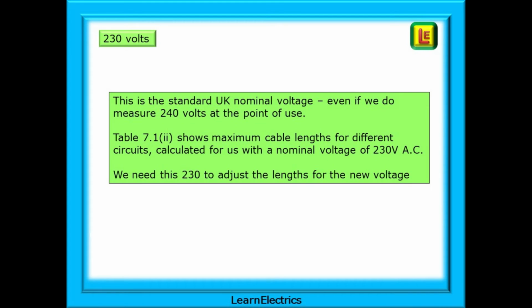This is the standard UK nominal voltage, even if we do measure 240 volts at the point of use. Table 7.1 number 2 shows maximum cable lengths for different circuits, calculated for us with a nominal voltage of 230 volts AC. We need this 230 to adjust the lengths for the new voltage.